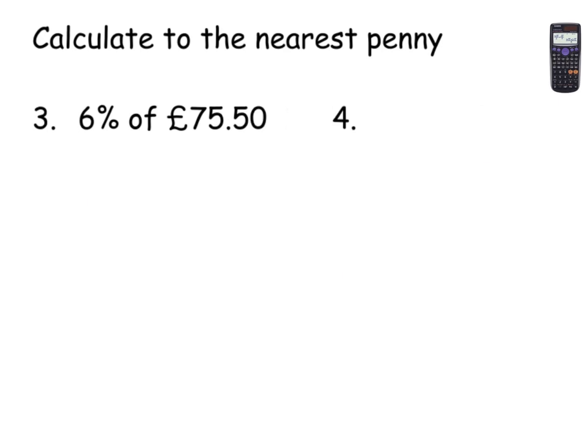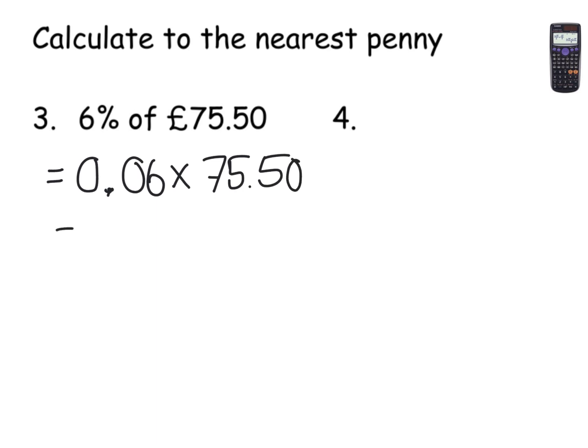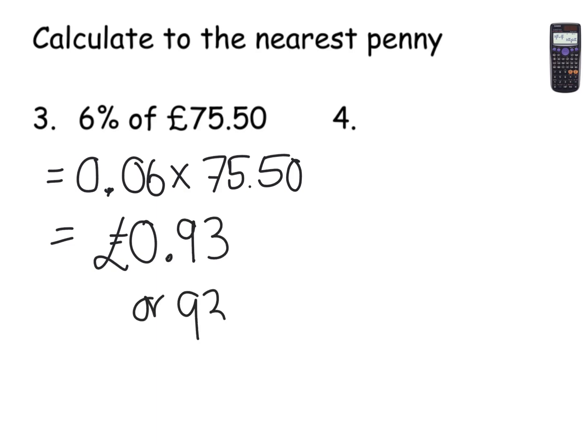Let's look at example 3. This time it's 6%. So remember that's 6 divided by 100. It is not 0.6. It is 6. Move that decimal point back 2 places. So it is 0.06 you're going to write in. So 0.06 times £75.50. So that would be your working, and then you type that in and you get 0.93. So you could either write that as £0.93 or I would accept 93p.